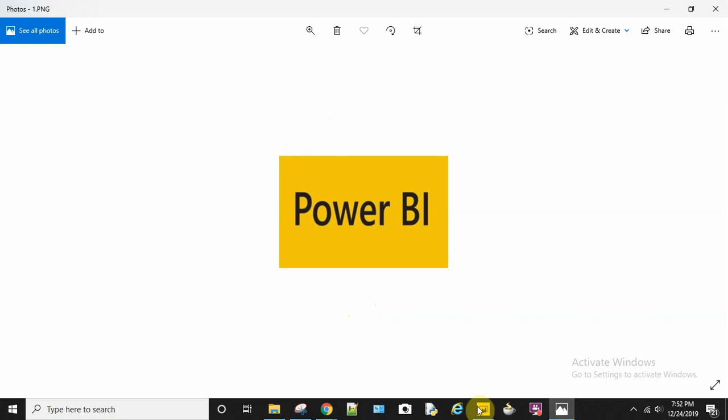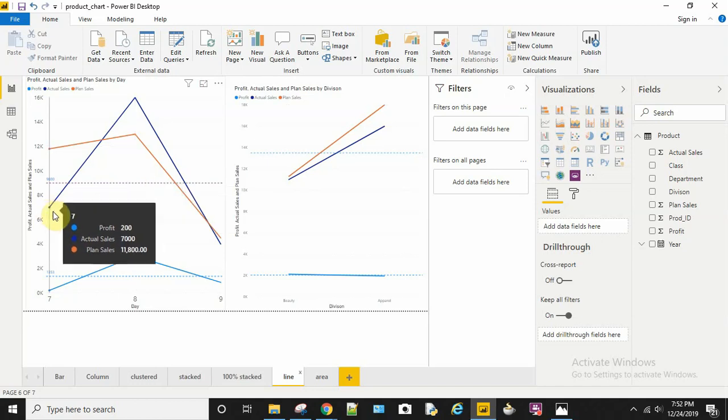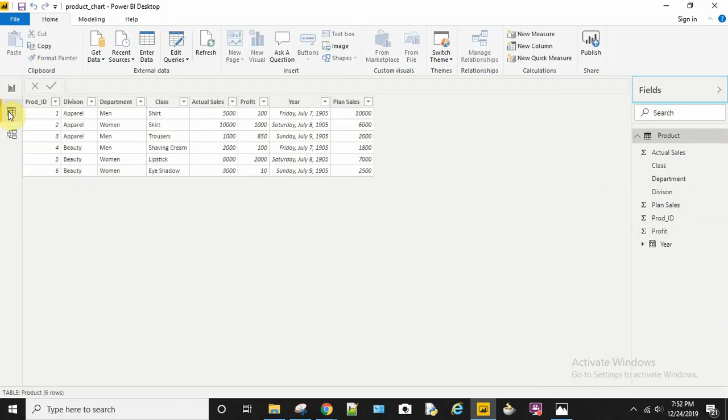A line chart is mainly used to visualize different measures or changes or trends in different measures across continuous time intervals or even categories. So this is my line chart. First, let me go to my data set. The data set which I have used is same from my previous video. The additional fields I have added is the year field and the planned sales field.